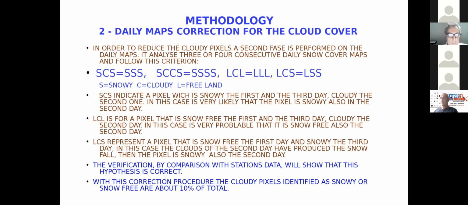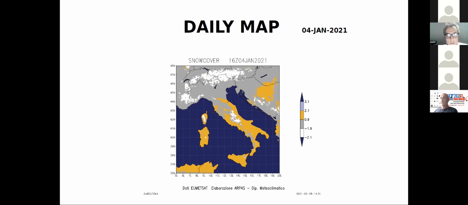Can we see the next slide, please? Okay, this is the daily map after cloud correction for 4th January of 2021. We can see there is snow over the Gennargentu top, over Corso Mountain, over Etna Mountain. Also over Etna Mountain there are some cloudy pixels. There are some cloudy pixels also in the image.